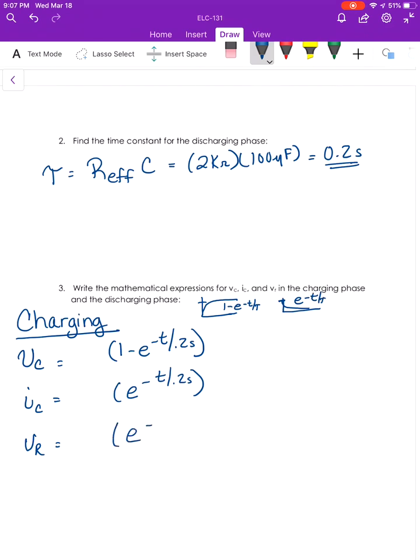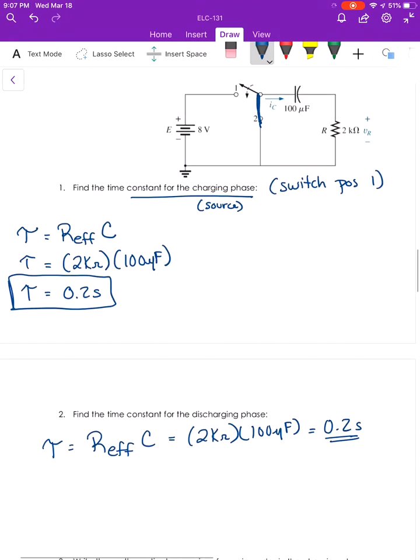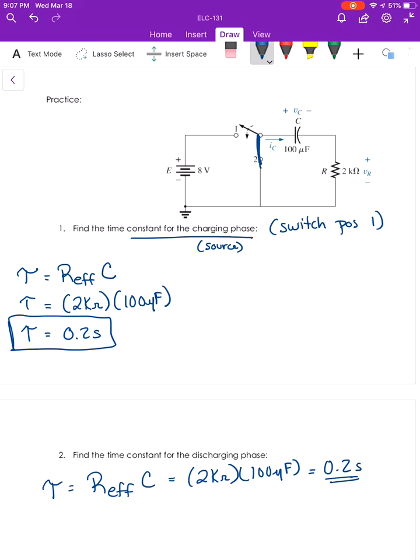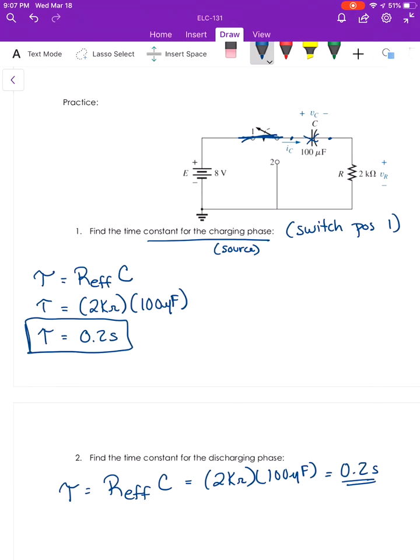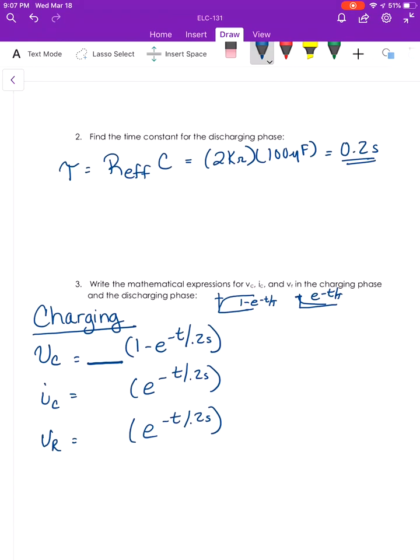And the voltage across the resistor will be doing exactly what the current through the resistor is doing. So now we need to figure out the maximum V sub C, what we're charging to. In the charging phase, this capacitor is eventually going to become an open circuit. When that happens, we're going to see no more current flowing through the circuit, no voltage drop across the resistor. So we're going to see 8 volts across our capacitor there.